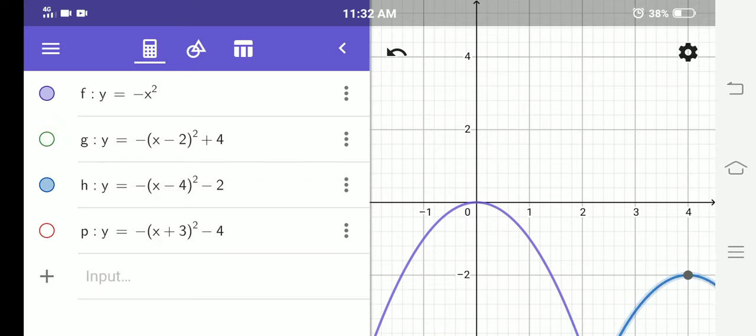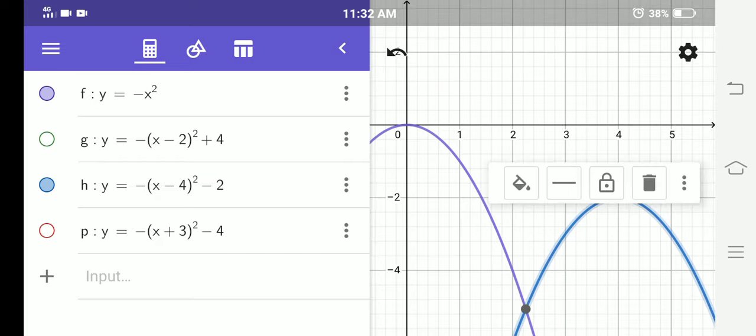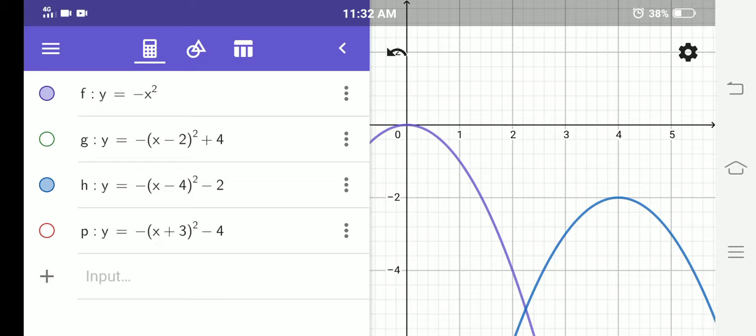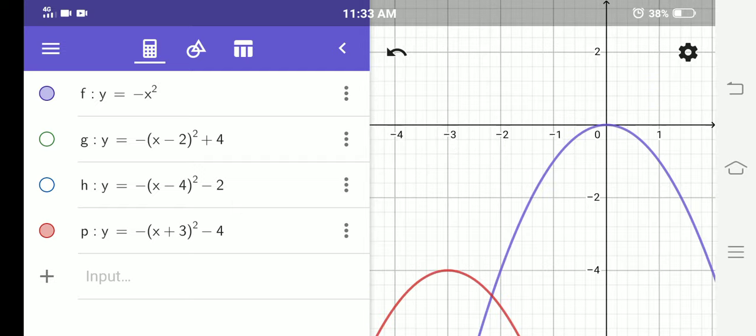And for this one naman, 4 units pa kanan kasi ang value ng h natin dito ay 4. And 2 units downward naman kasi ang value ng k natin dito ay negative 2. So, dito naman sa red naman natin, plus 3 yan. So, meaning, ang value na plus 3 yan, ang value ng h natin ay negative 3. So, therefore, magmumove siya ng pakaliwa, 3 units, and negative 4 naman doon sa value ng k. So, bumaba siya ng 4 units downward. Ano po? And that's it.